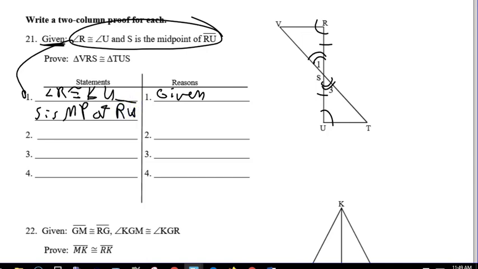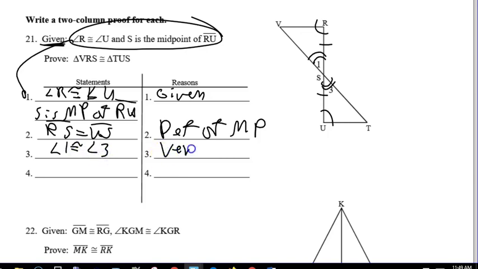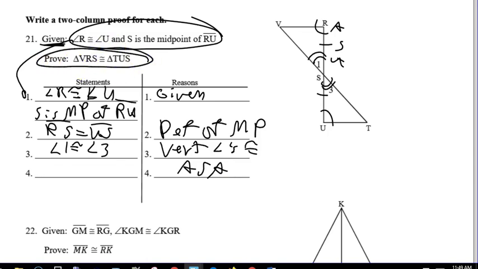Boom. Now just write what we did. We marked RS and US. Why do we do that? Because we knew S was the midpoint. So that's simply definition of midpoint. We also marked angle 1 congruent to angle 3. Why? Because vertical angles are congruent. At this point, we have ASA. Remember, if you're proving triangles congruent, we're going to use ASA, SSS, AAS, SAS, and HL. All right?